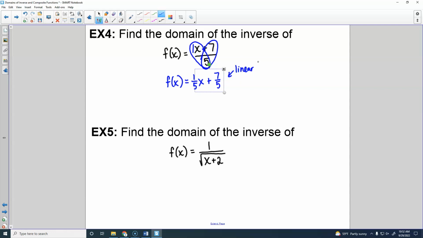What's the domain of a linear function? All real numbers. What's the range of a linear function? All real numbers. So when you switch those, you get the same thing for the inverse. So your domain here, and your range, but it didn't ask us for it, would just be negative infinity to positive infinity.